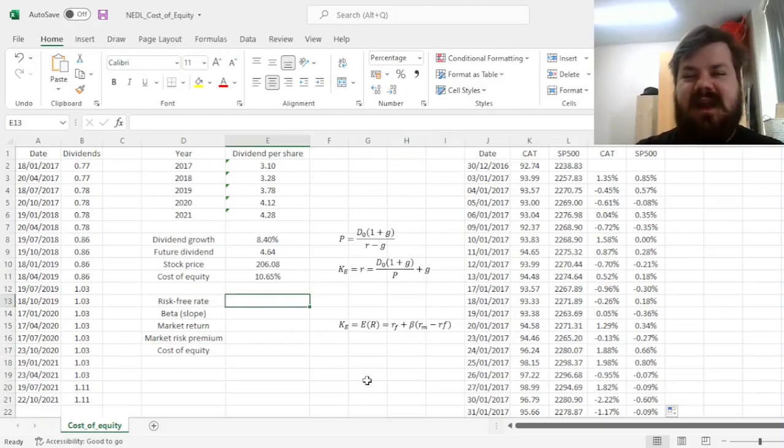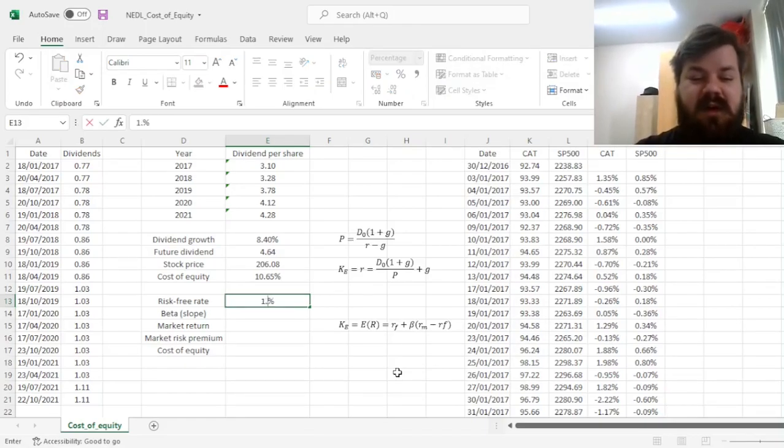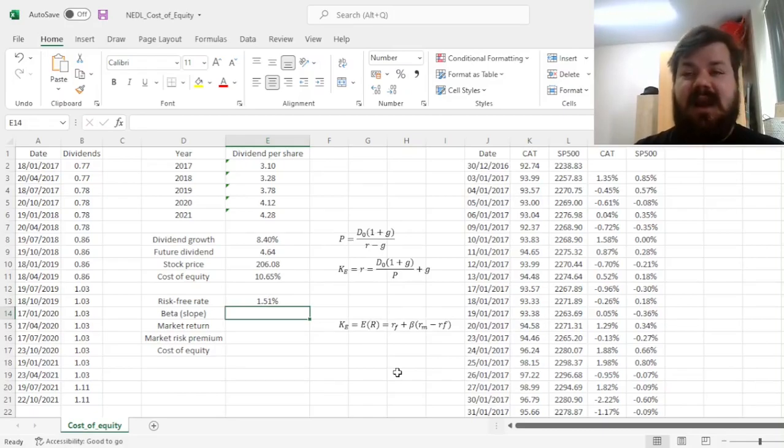So here we'll select the 10-year government bond yield. That's quite common to assume that you take 10-year yields for the risk-free rate proxy. And that has been equal to 1.51% at the time.